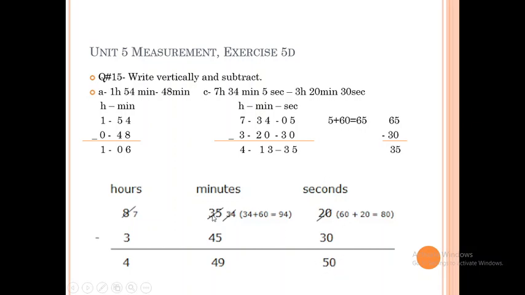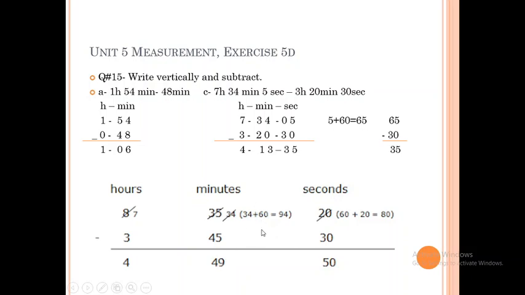Now here we have 34. 34 minus 45, again not possible. Borrow from here. So when you borrow 1 hour, it means you are taking 60 minutes from here. 34 plus 60, it is 94. Then 94 minus 45, answer is 49.